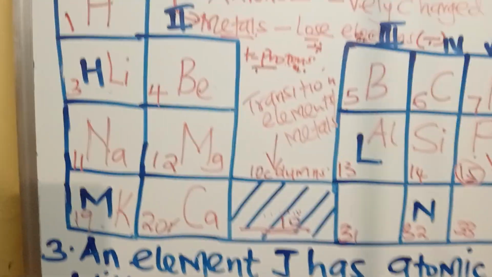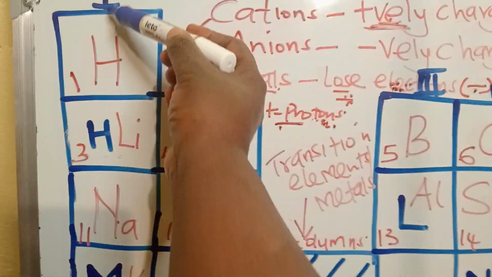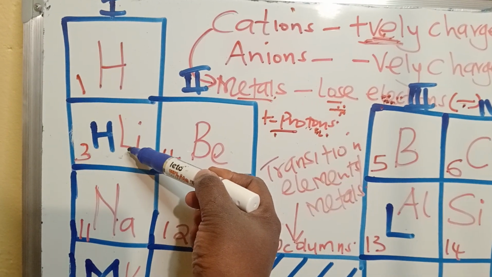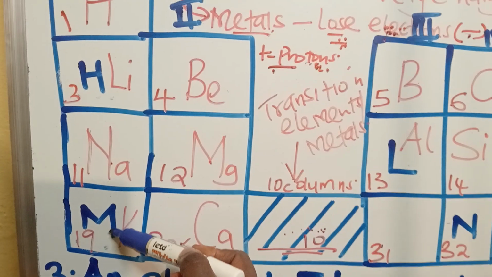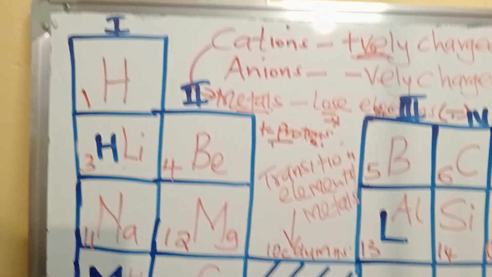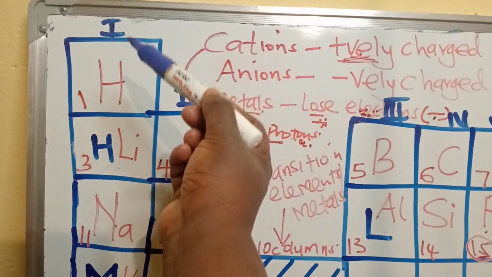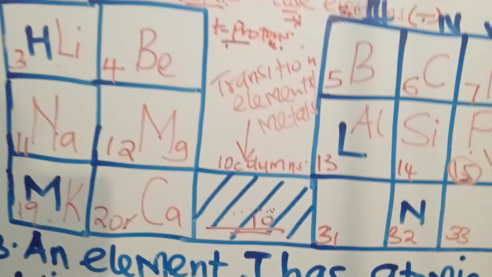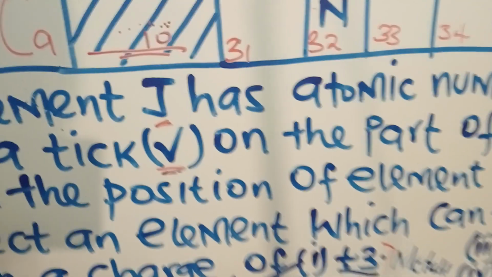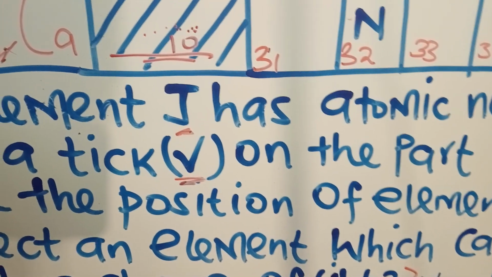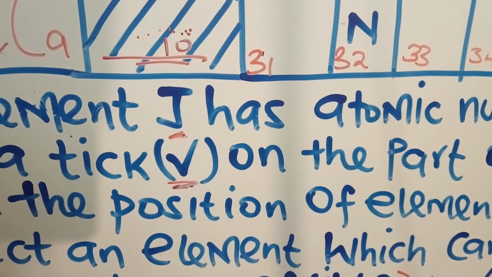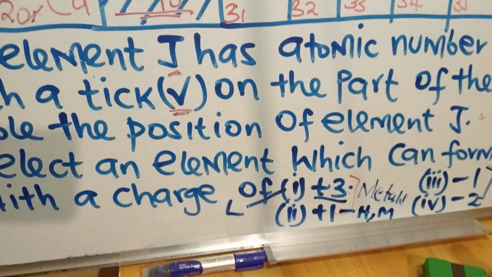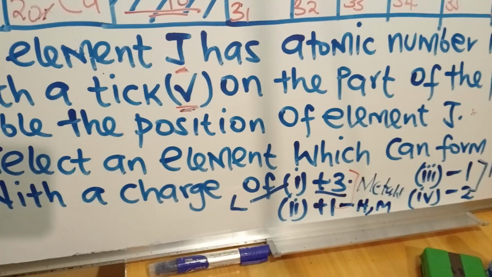The one that will have lost only 1 electron from the grid, you write it as either capital H or M, because either of them is in group 1, and in group 1 metals react by losing only 1 electron. So there you have two answers, either capital H or capital M.